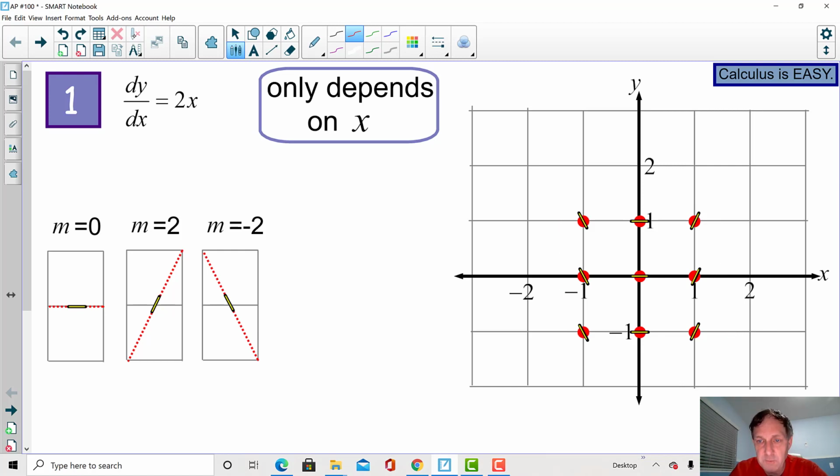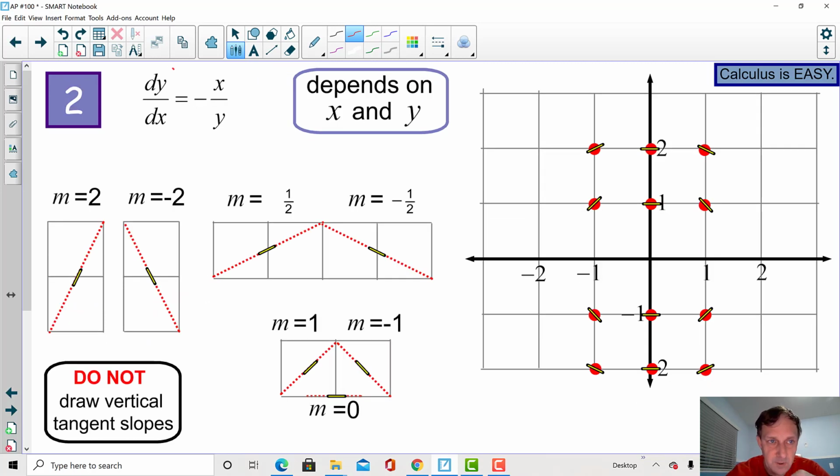All right, let's go ahead and move on to another example. Our next example depends on x and y. You can see for this example, our derivative was equal to negative x over y.